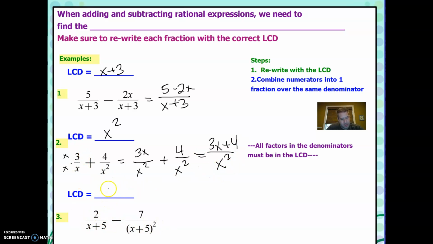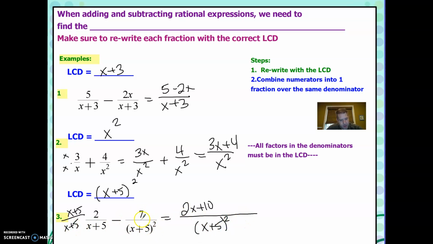Now for the next one, (x plus 5) squared is their LCD. x plus 5 would have to be multiplied by x plus 5 again. You have to do the same on top. So 2 times x plus 5 is 2x plus 10. All right, so I'm going to give myself a lot of room here. So over (x plus 5) squared.